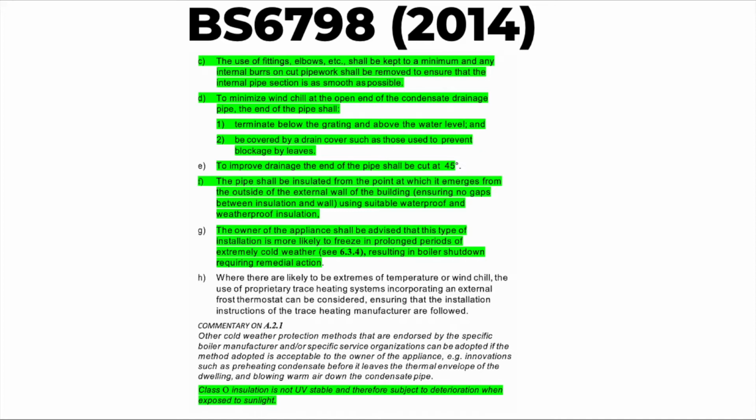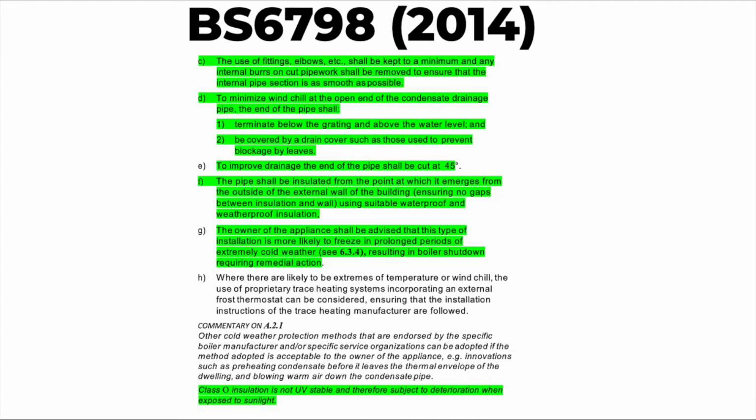Part G, advise the customer on the external condensate and, in extreme weather, where to look for where there could be risks, i.e. on the termination, the end of the pipe. Part H, as well as insulating the condensate, you could advise the customer about trace heating, making sure it's installed to the manufacturer's instructions.